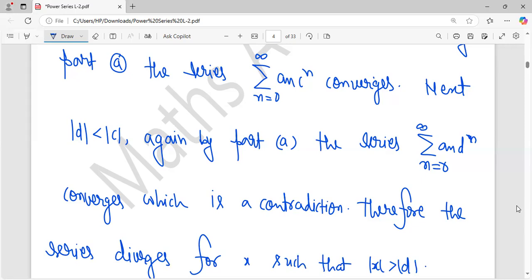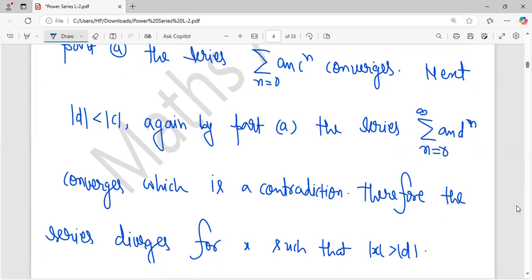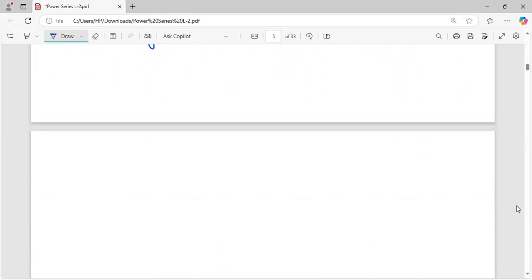Next, what is the radius of convergence? Similarly, we can write a result, a corollary.